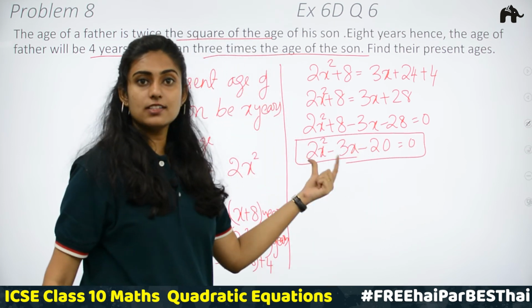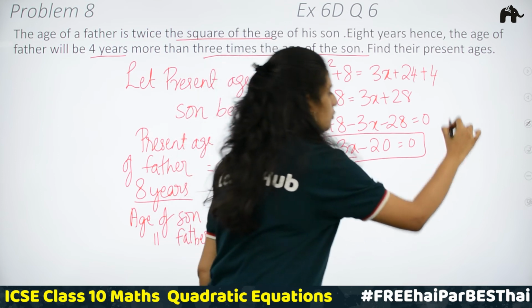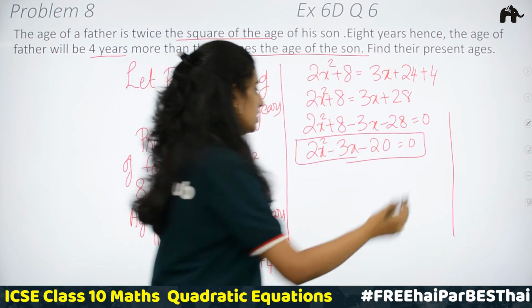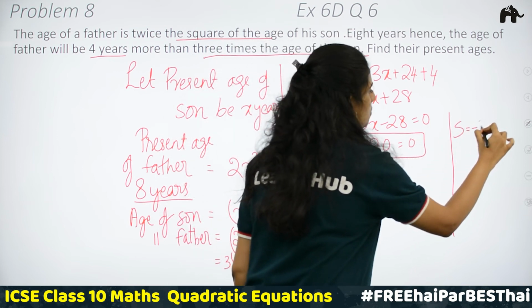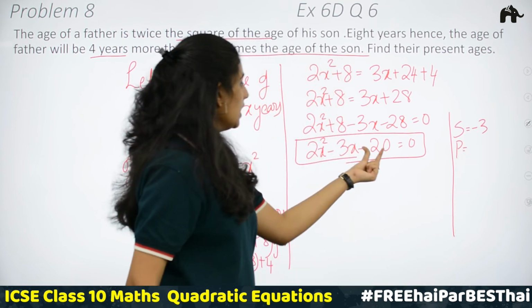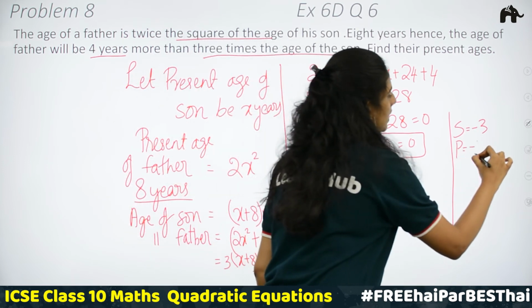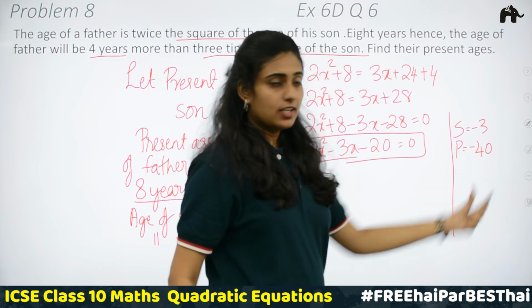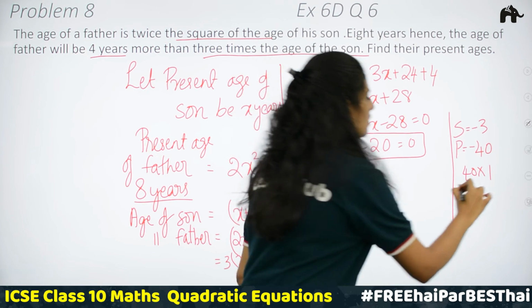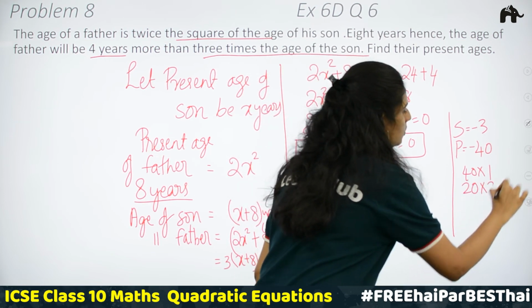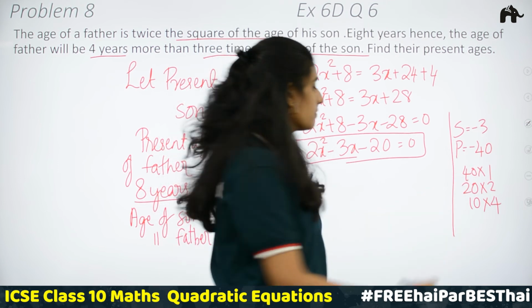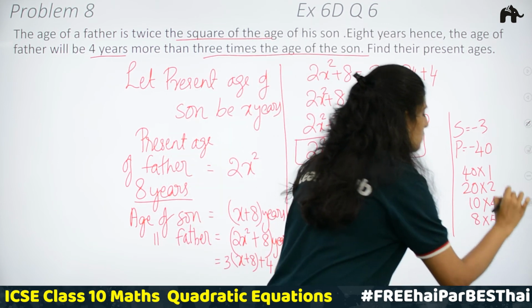We are going to solve this quadratic equation now. We have to factorize this. Sum of the two numbers that are chosen for factorization should be equal to b, that is minus 3. And the product should be minus 20 into 2, which is minus 40. We get 40 when multiplying 40 and 1, 40 into 1, or 20 into 2. Then 10 into 4 is 40. 8 into 5 is 40.